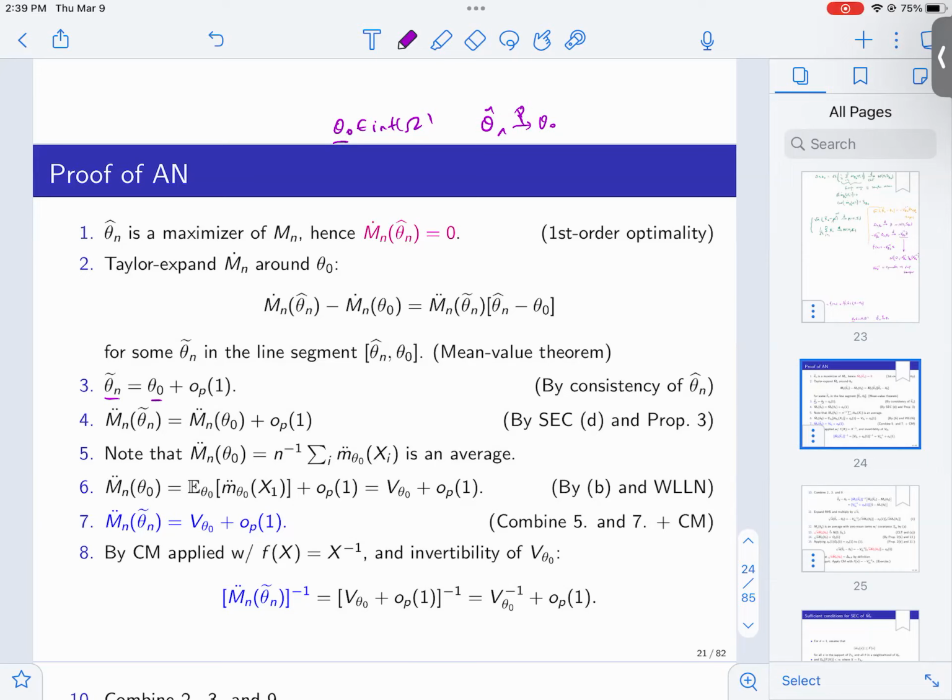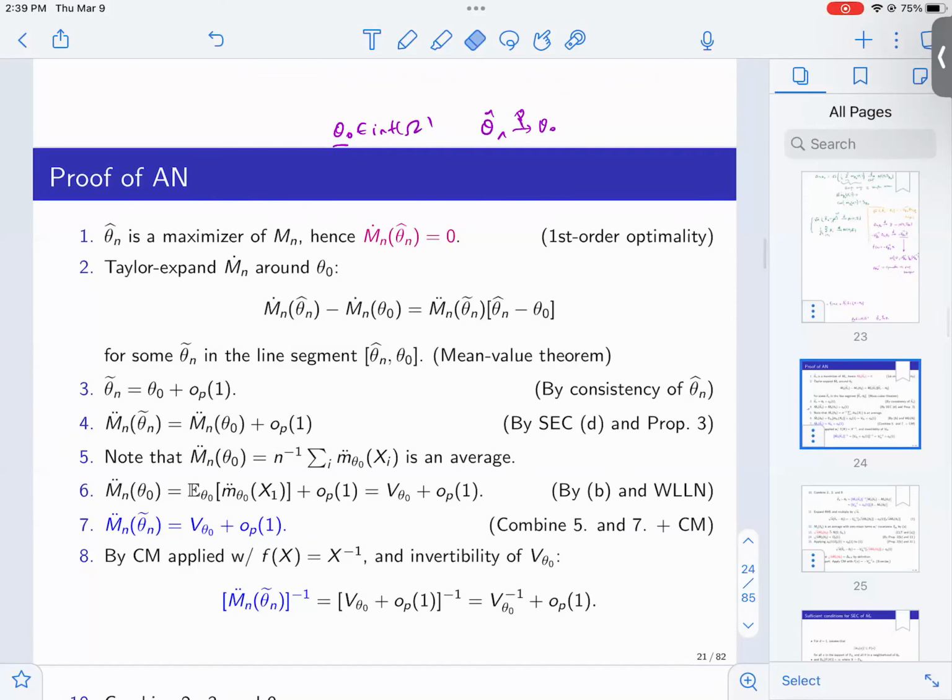That's good. Then this second step follows, which is the fourth step. So why is this true? That's the stochastic equicontinuity. You're assuming that m double dot n is stochastically equicontinuous. We're evaluating at a point which is random, but that point is converging to theta naught. So I can just replace this with theta naught and then pay a price, which is a little OP of 1. That's the meat of the argument, which we circumvent by that assumption.